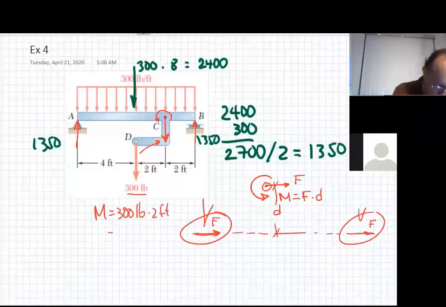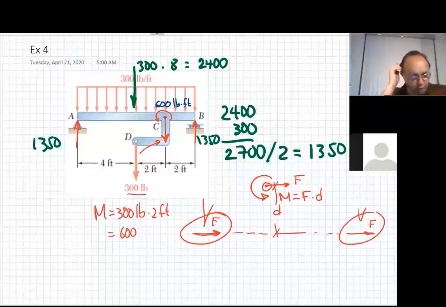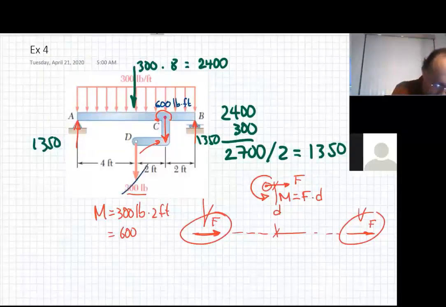So you have to put a moment of 600 pound-foot in this location. So we need 600 pound-foot over there in order to have the equivalent. So we don't have it here anymore. We have it now right on the beam, and we should do that to analyze the shear and force diagram.